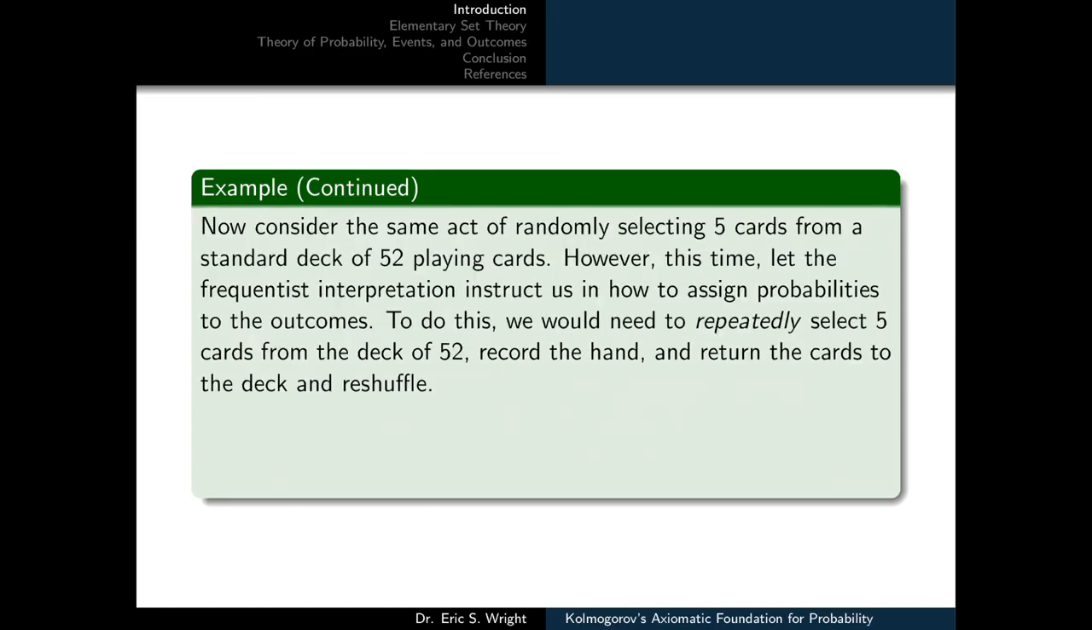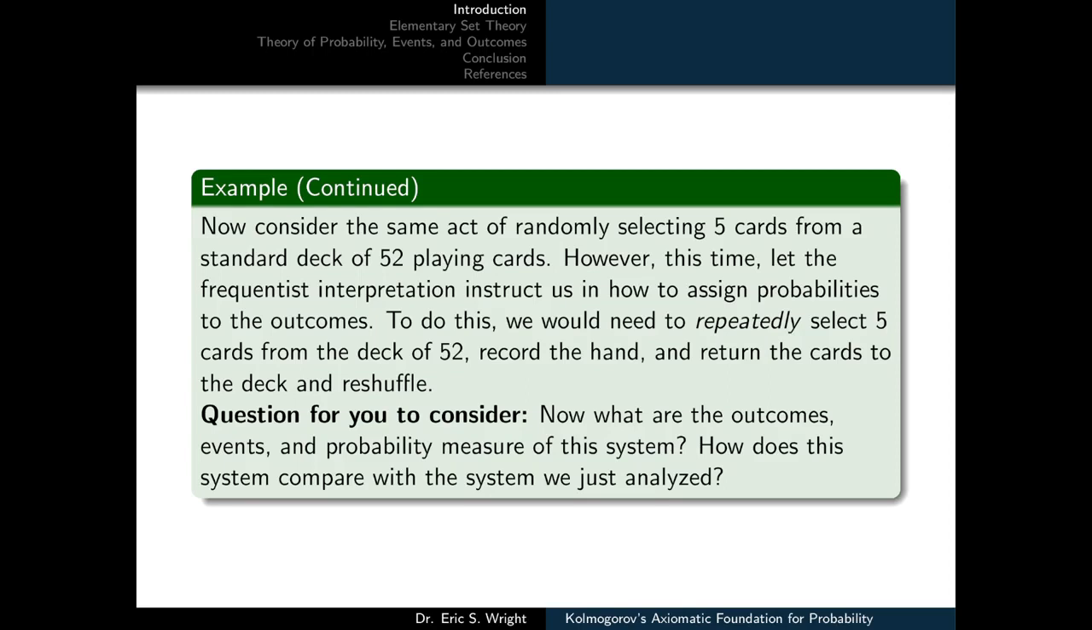Now consider the same act of randomly selecting 5 cards from a standard deck of 52 playing cards. However, this time, let the frequentist interpretation instruct us in how to assign probabilities to these outcomes. To do this, we would need to repeatedly select 5 cards from the deck of 52, record the hand, and return the cards to the deck to reshuffle. A good question for you to consider now would be, what are the outcomes, events, and probability measure for this system? How does the system compare with the system we just analyzed?